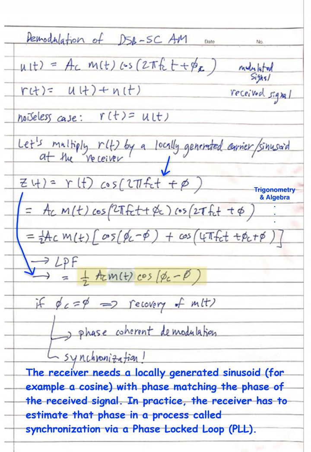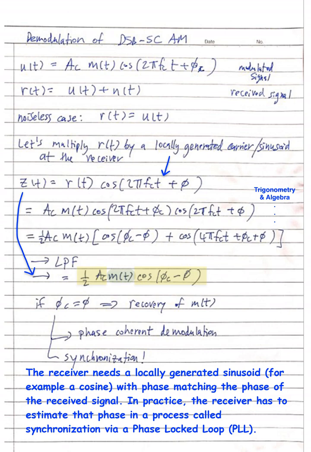This is good, but the scaling factor matters. The 1/2 AC term is just a constant, so we can ignore it. However, the other scaling factor, cosine of phi c minus phi, cannot be ignored. If phi equals phi c, then cosine of 0 equals 1, and we have good recovery of m of t. However, if, say for example, phi c minus phi equals pi over 2 radians, then cosine of pi over 2 equals 0, and we have no signal.